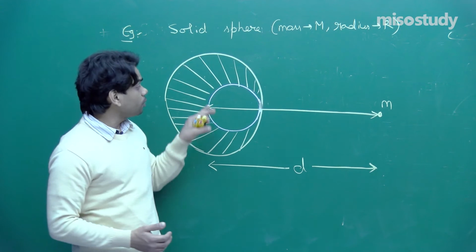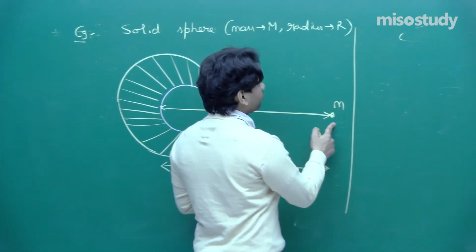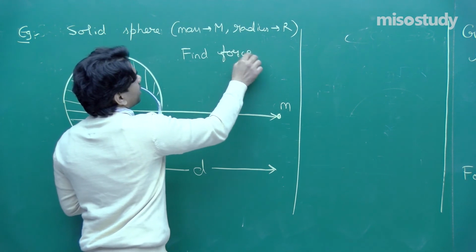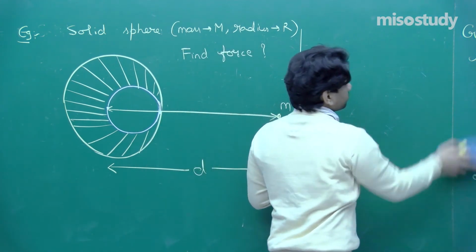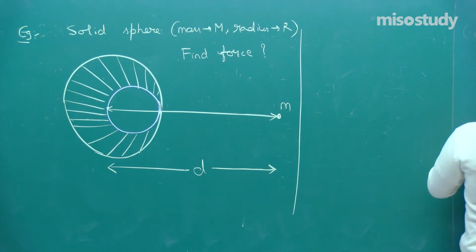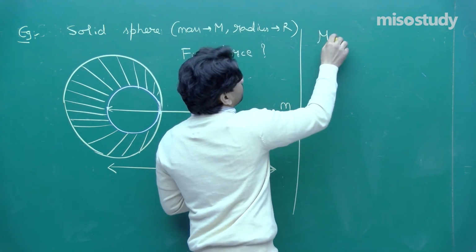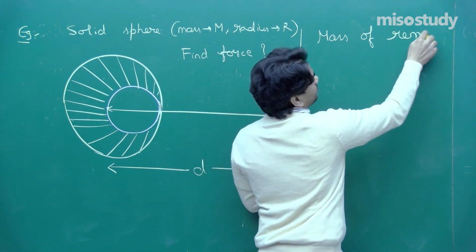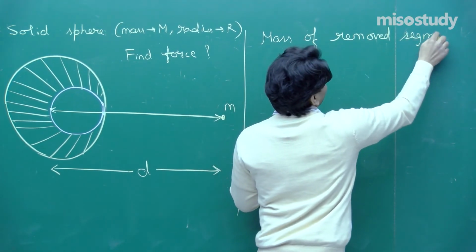So first of all, let's find out what mass we have taken out. We are required to find the force on the particle of mass small m. So first of all, find out the mass of the removed segment in terms of the mass of the entire solid sphere. I hope you have understood with my statement what the question is demanding from us. The mass of the removed segment will come out to be, let me take that as m dash.